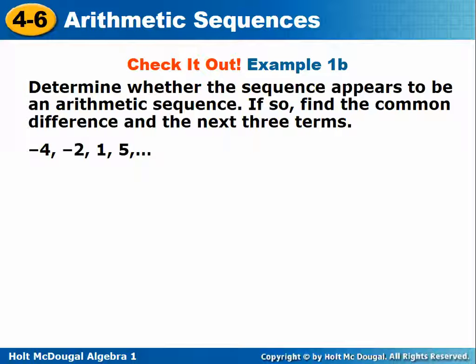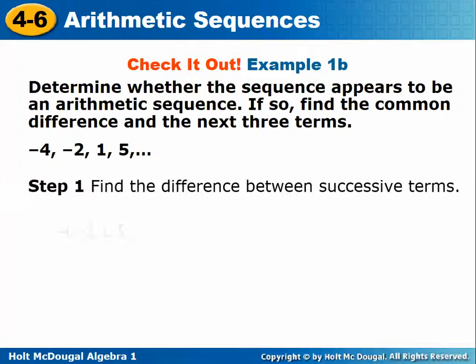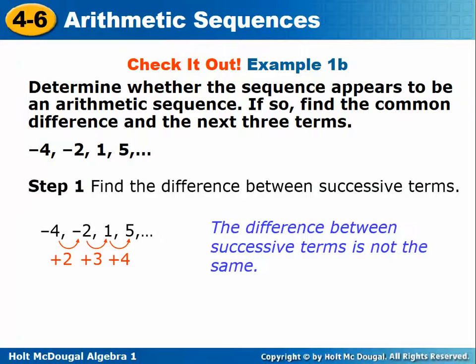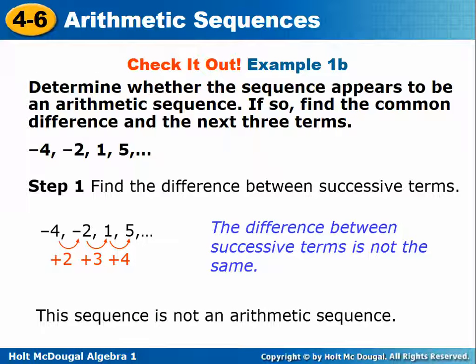Here's an example where we go from -4 to -2 to 1 to 5. To get from -4 to -2, you would add 2, and then you would add 3. So there's no common difference. It's not the same difference. So therefore, this is not arithmetic, and then you would be done at that point.